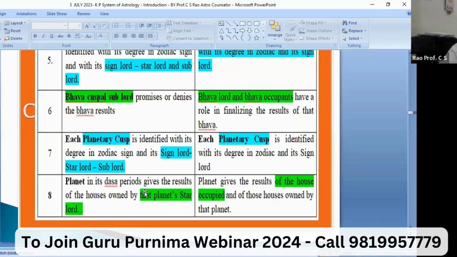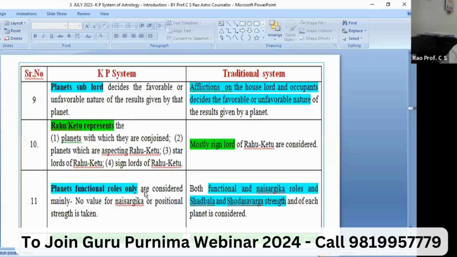Whether that is favorable or unfavorable to the native in the KP system is decided by its sublord. Venus has a sign lord, a star lord, and a sublord. The Venus star lord decides the nature of the event given by Venus in its dasha, and the Venus sublord decides whether that nature is good or bad, favorable or unfavorable, to the native. So the role of the planet's sublord is to decide the positive or negative, benefic or malefic nature of the results given by its planet.